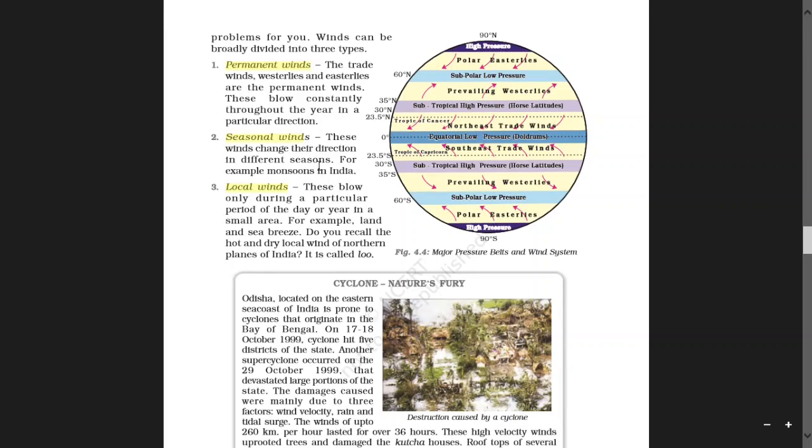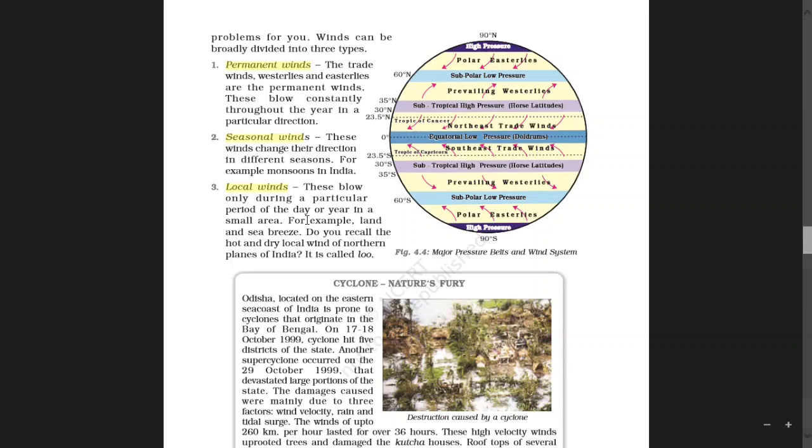Local winds. These blow only during a particular period of the day or year in a small area. For example, land and sea breeze. Breeze means gentle wind. Do you recall the hot and dry local wind of northern plains of India? It is called Lu.